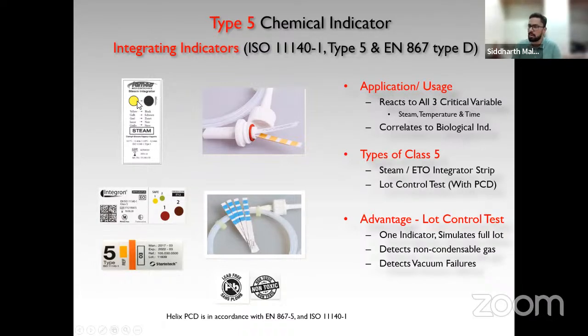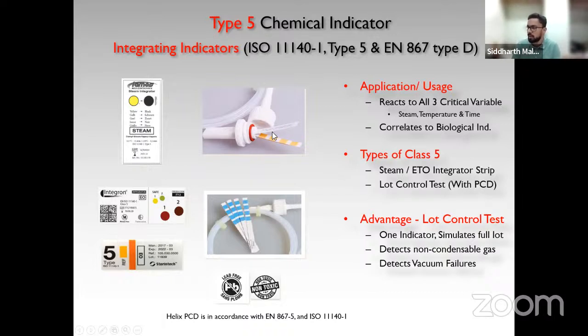So original color is yellow. Finally, after the complete process of sterilization, it becomes black. Again, this is also placed inside your drum, inside your tray at the worst possible location. Even this will have an adhesive sticker at the backside. So this can be taken out and pasted on your registers. I have a slide where I will show you what kind of documentation can be done inside the CSSD and also for the patient. Type 5 indicators are there for steam also. It is there for ETO also.